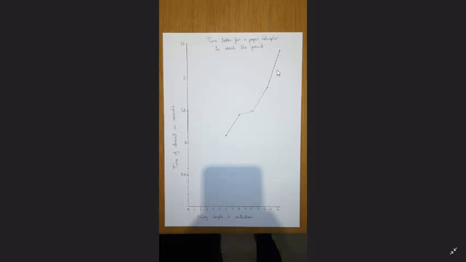And then using a ruler, I joined them all up to see my results in a visual way. The last thing I needed to do was add a title to my graph, which is the time taken for a paper helicopter to reach the ground. So that's my graph.